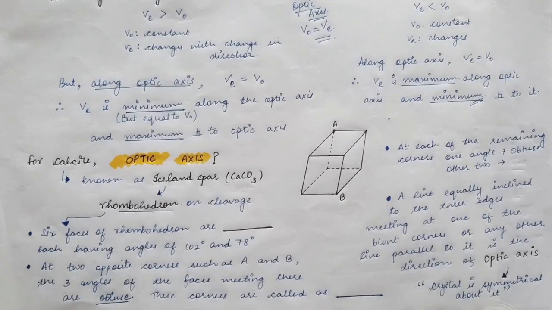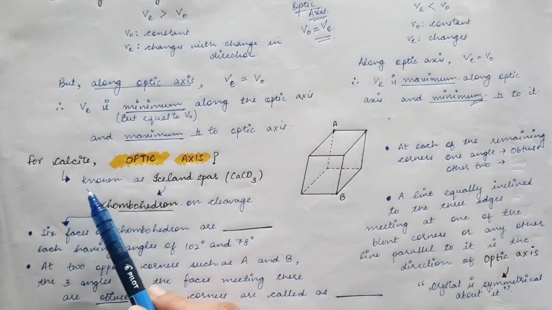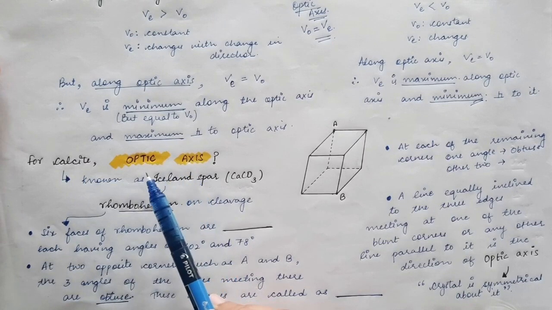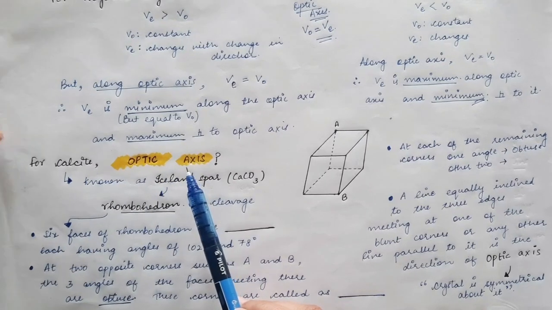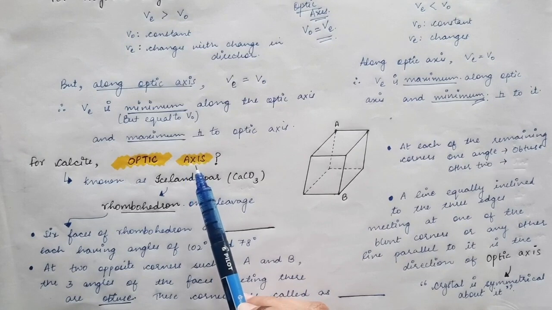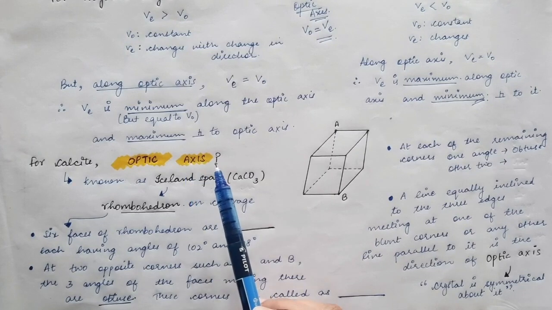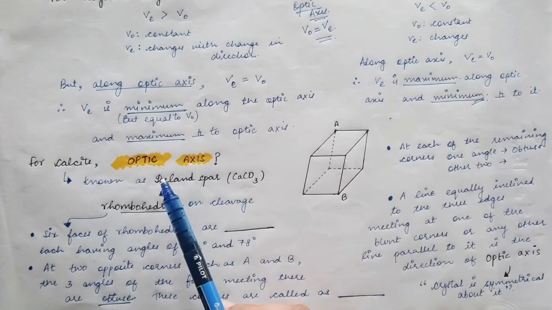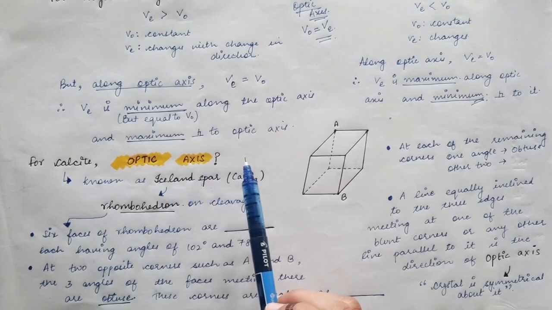Now we are going to see, for the case of the calcite crystal, what the optic axis is. As we have said earlier, the optic axis is a direction inside the birefringent crystal such that the O ray and E ray travel with the same speed along that direction. So that is called the optic axis of the crystal.